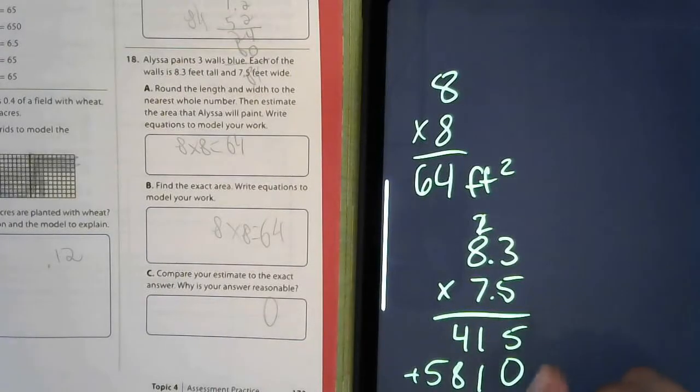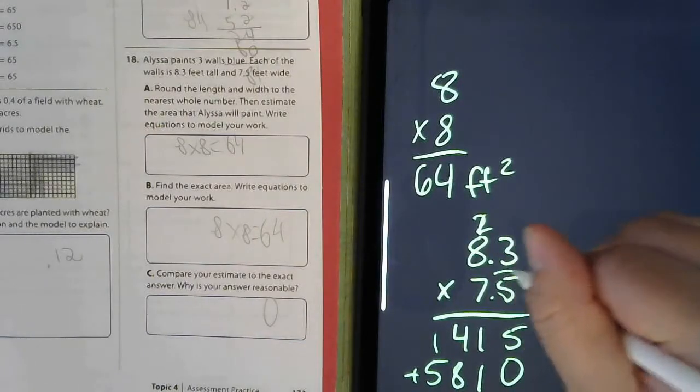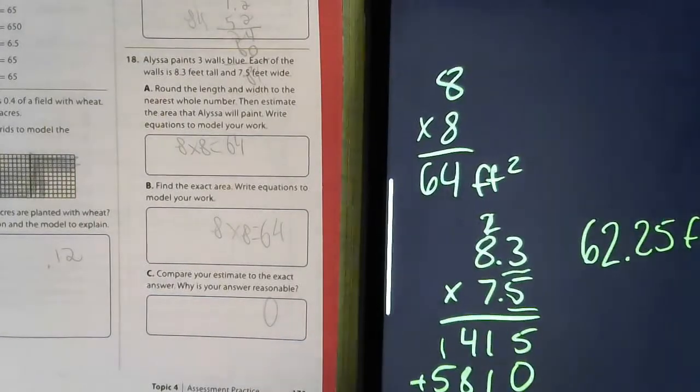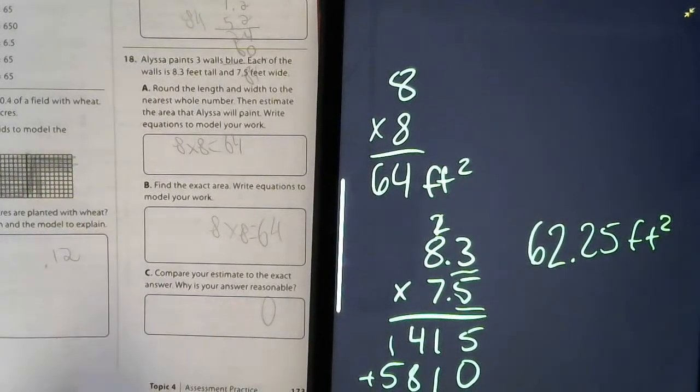We'll add that together. 5, 2, 12, and 6. Don't forget your decimals. There's 1 space, 2 space, 1 space, 2 space. We end up with 62 25/100 square feet. Okay, and then finally part C, compare your estimate to the exact answer.